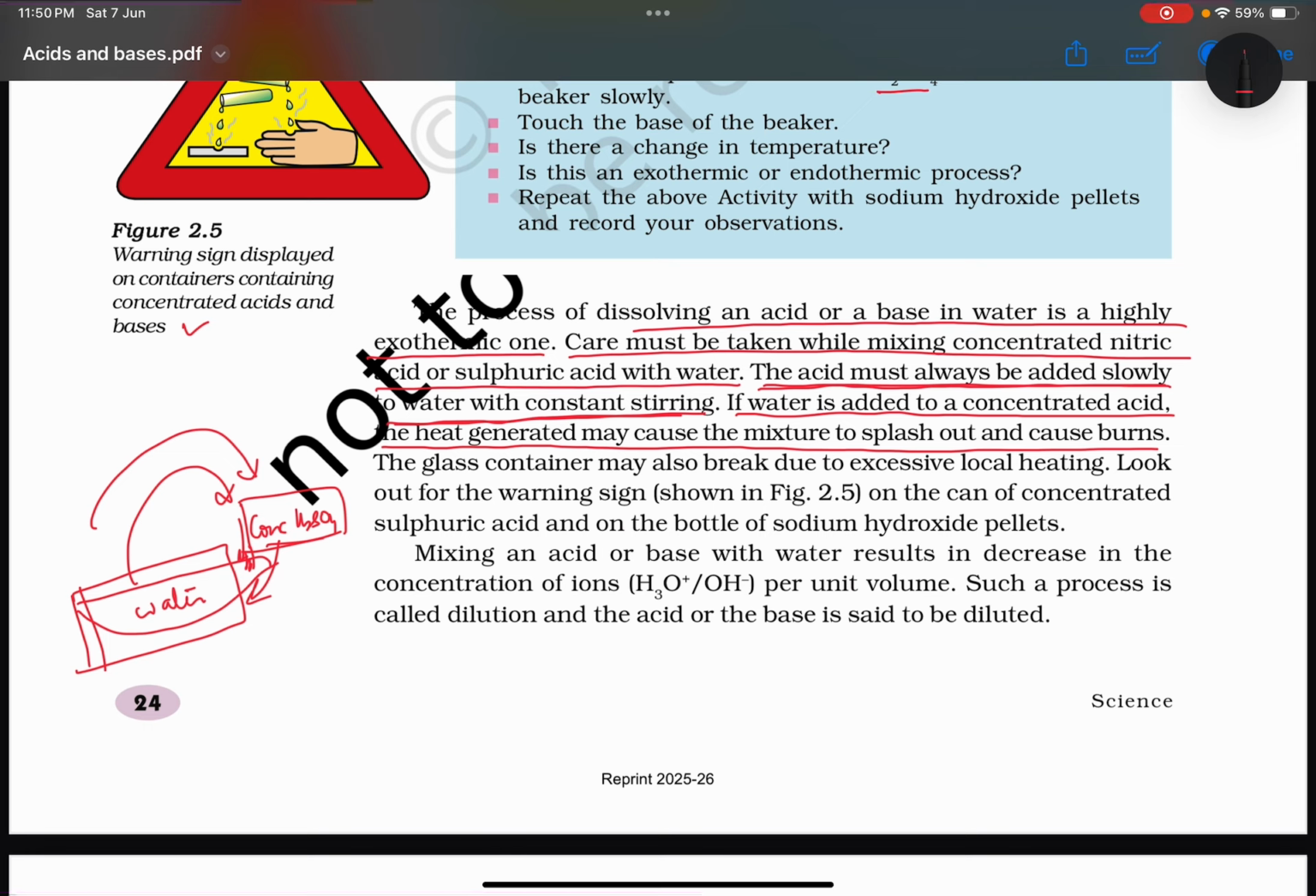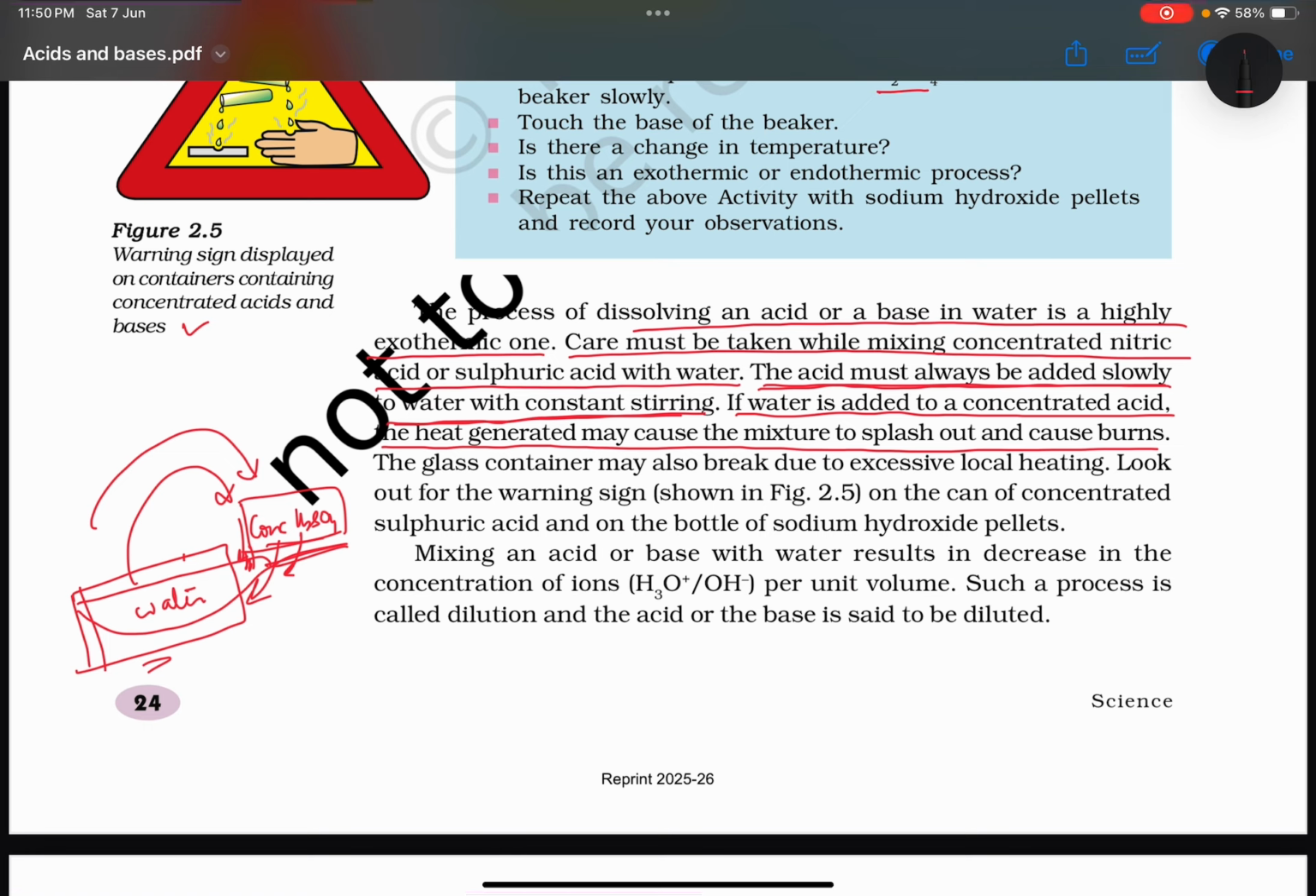Looks meaning is same, but remember, huge amount of water to that small amount of sulfuric acid. That's good. Not huge amount of acid and small amount of water. That's dangerous. Fine. The glass container may also break due to excessive local heating.